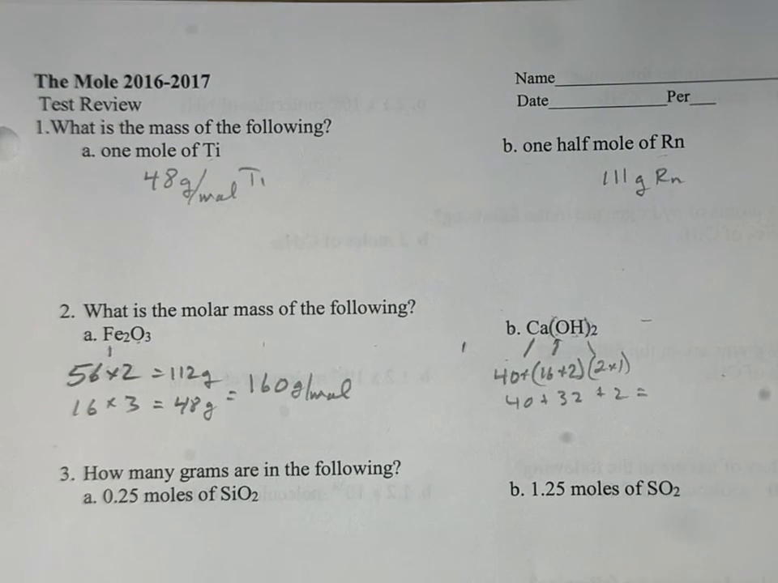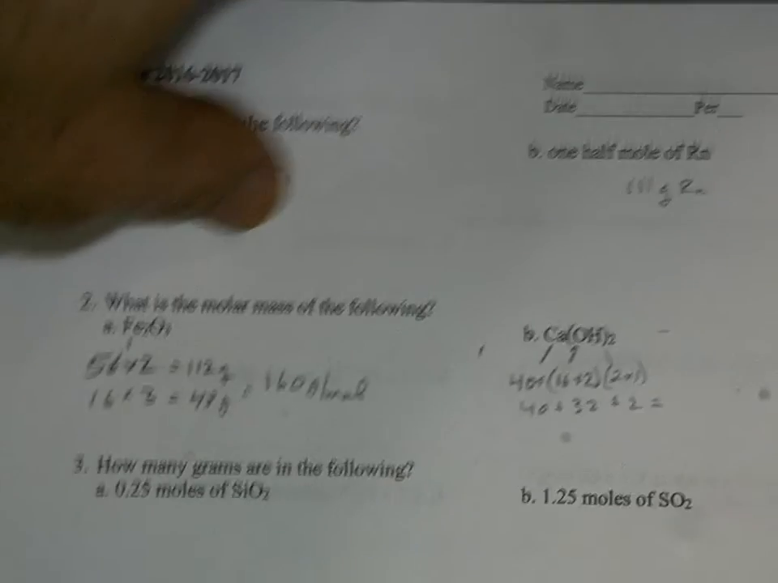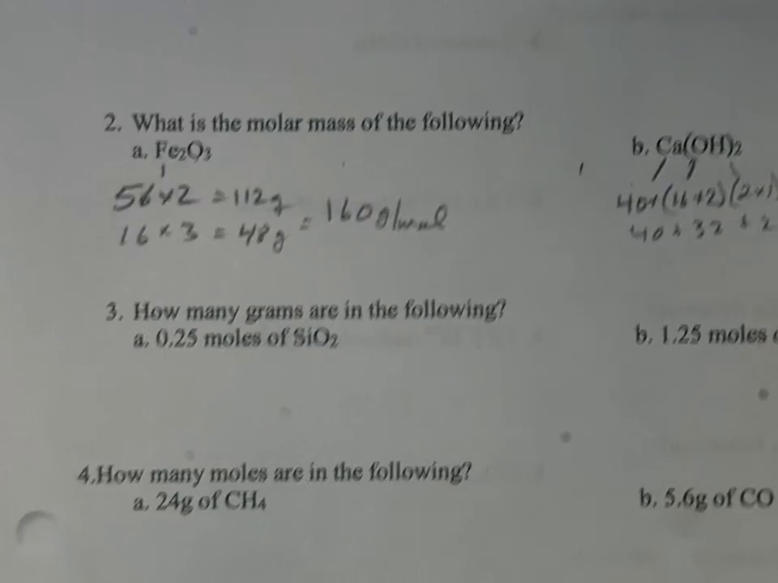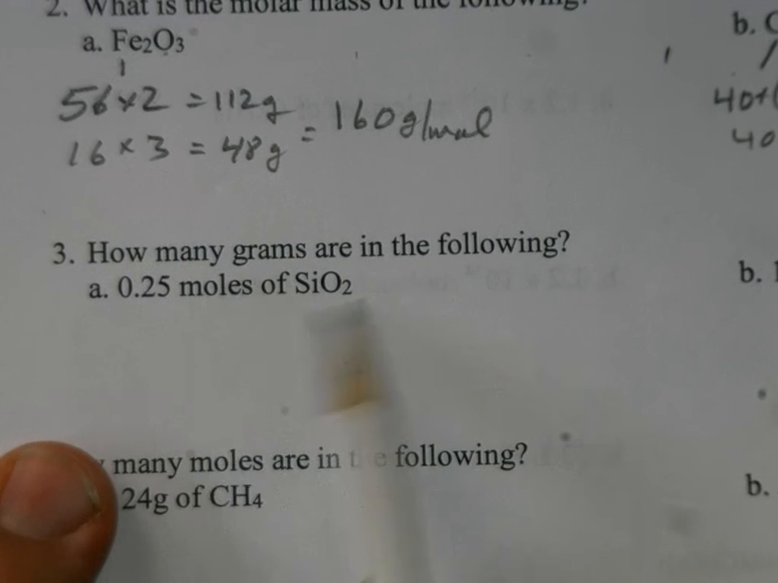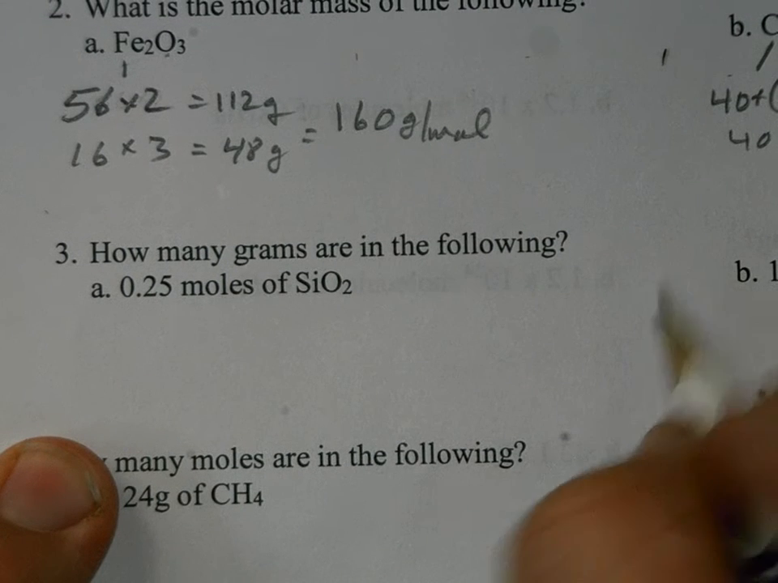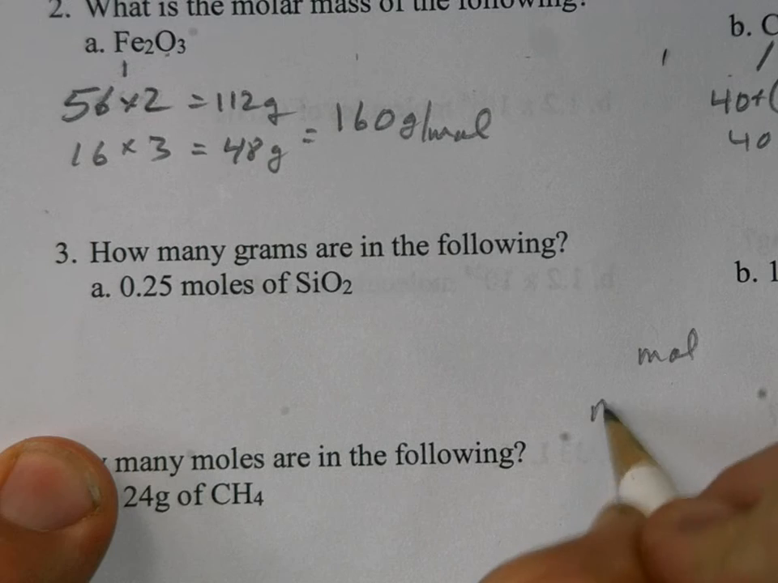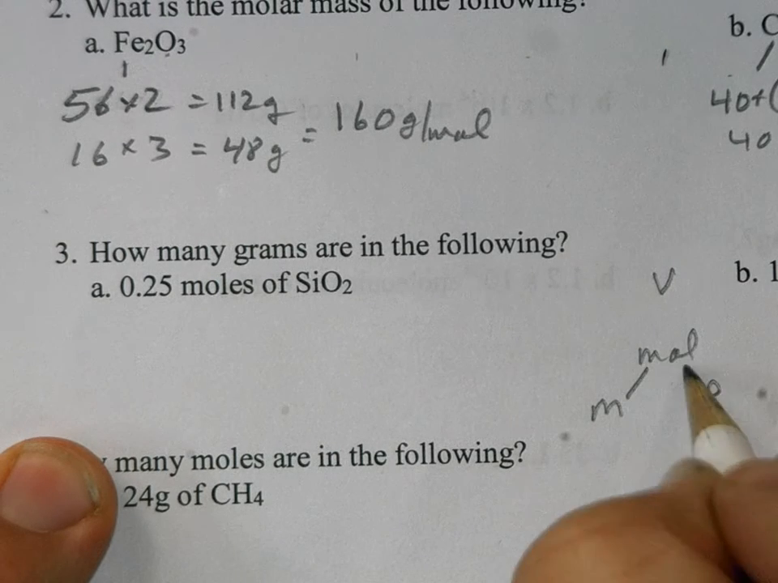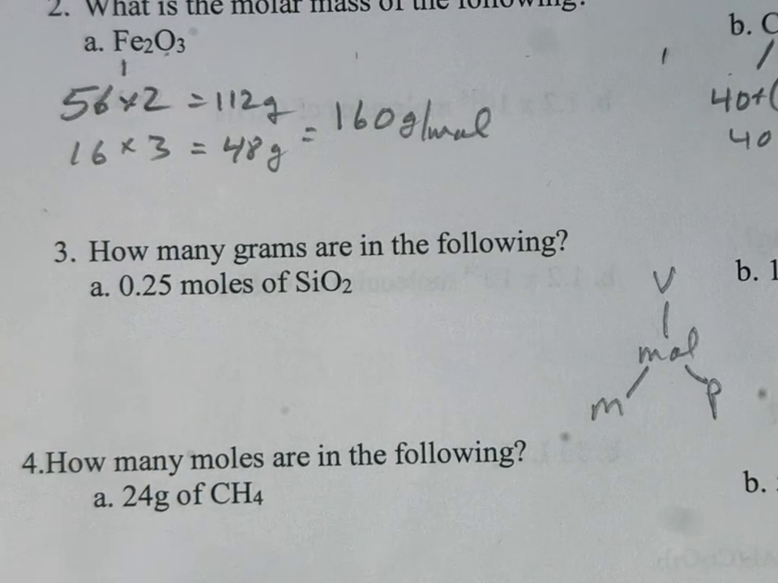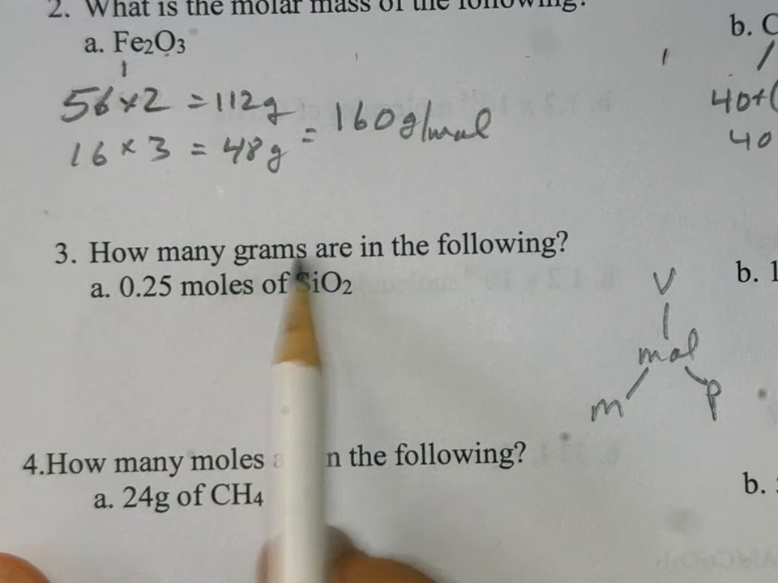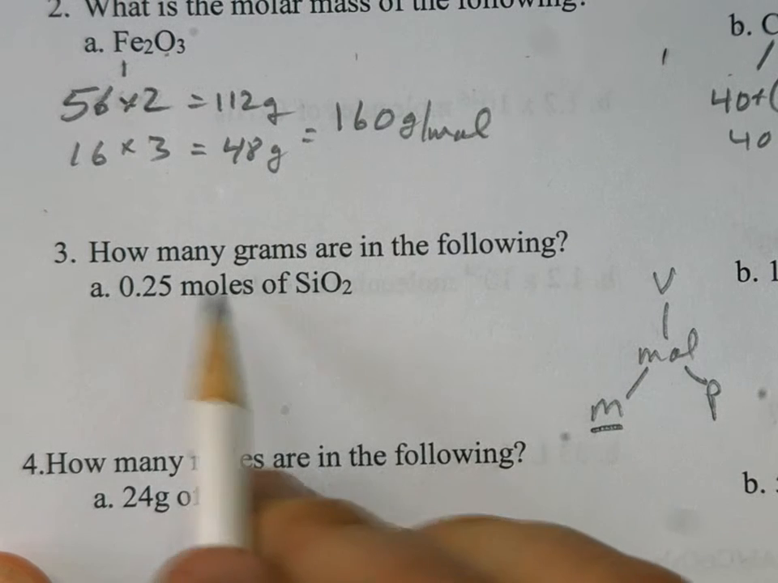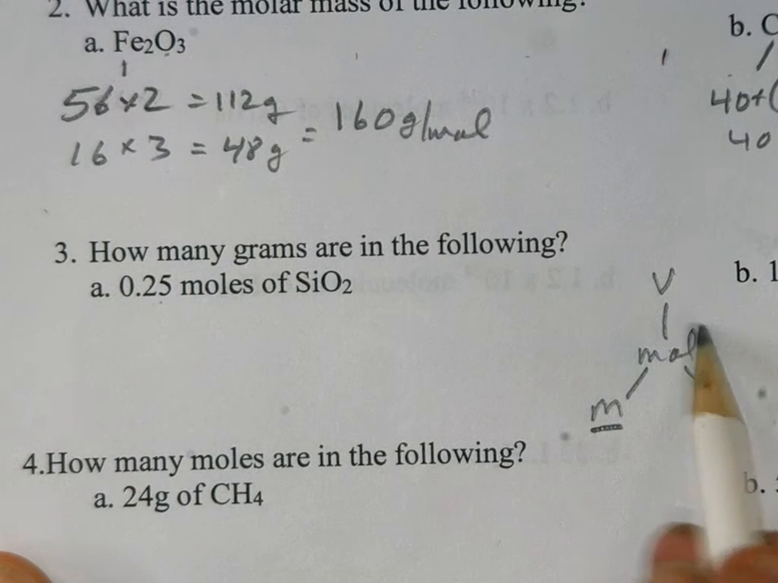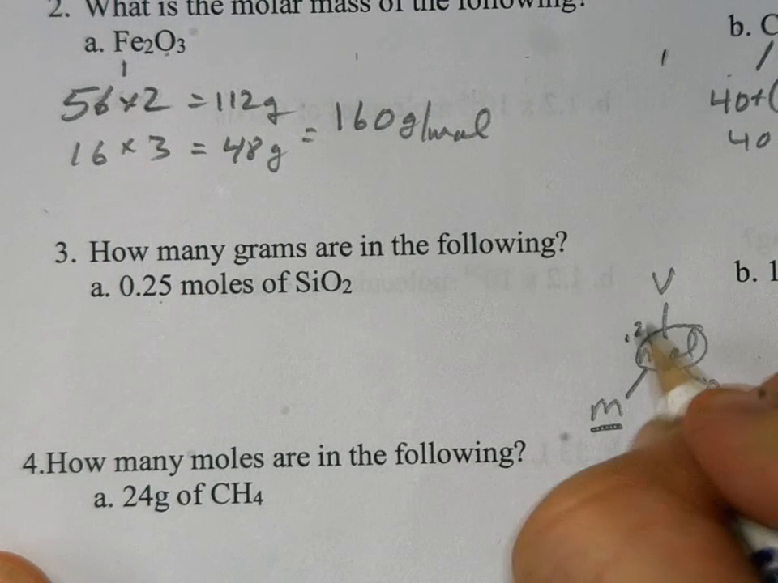Now for the rest of these, I'm only doing the part A. So I'm going to zoom in now. Just focusing on this. How many grams are in the following? Now I'm just going to draw a little MVP triangle, a simple one so I can have that to reference. We're looking for grams, so we're going to have to be figuring some molar mass here. And we're given 0.25 moles. So we're starting right here with 0.25 moles.